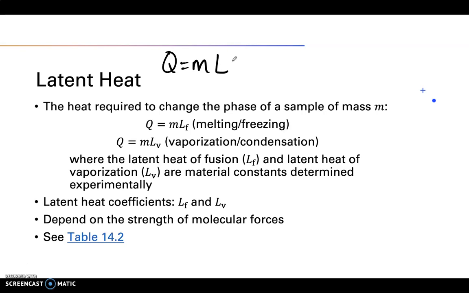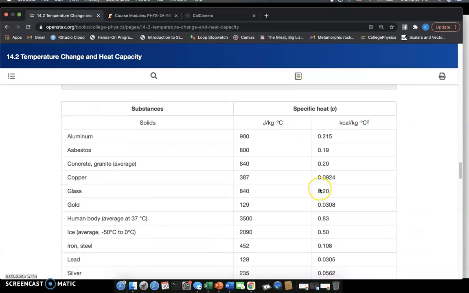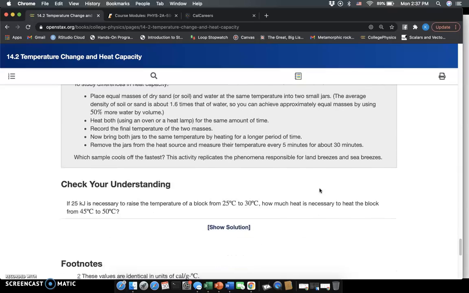Those two are determined experimentally. There is a table in your textbook, table 14.2, and it lists them all. We can look at them here in a second. These latent heat coefficients depend on the strength of the molecular bonds, or molecular forces, I should say. So it depends on what material you have. Let's go ahead and go back to our book. I'm going to go ahead and find it.